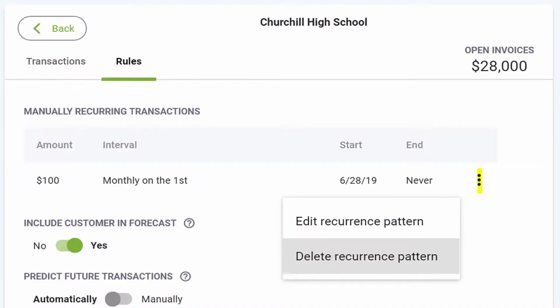Recurring customer to vendor transaction. Recurring customer to vendor transaction is preferred when you pay a bill through a regularly scheduled account.